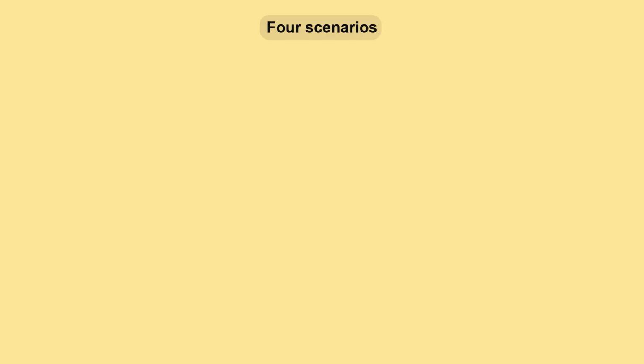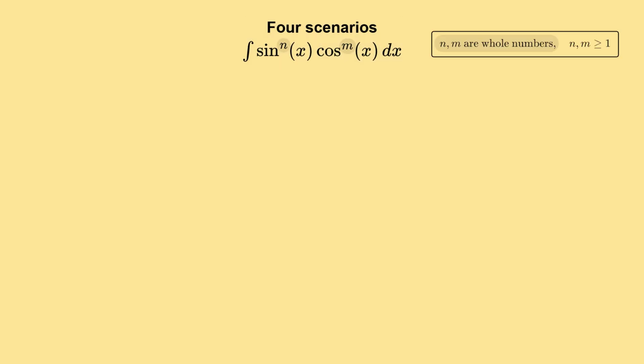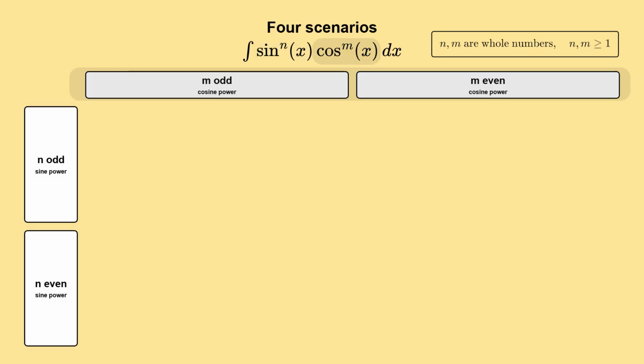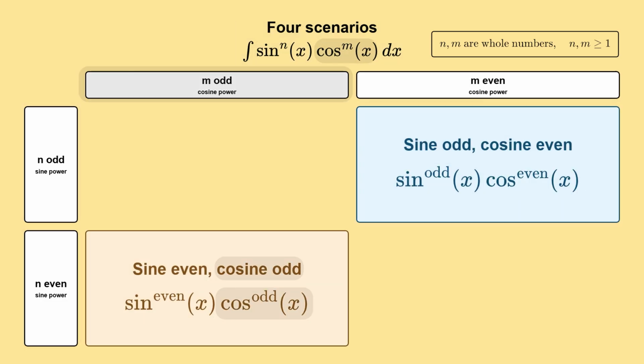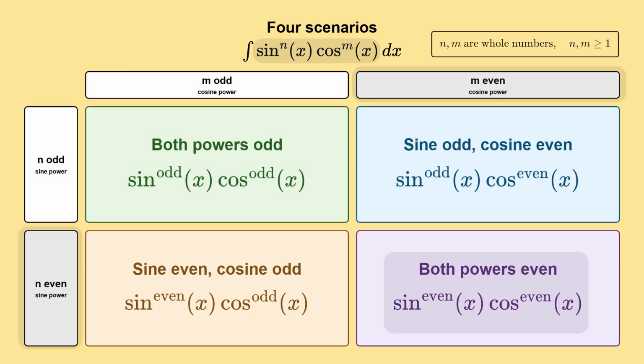Let's walk through the different scenarios of integrating sine to the n power of x times cosine to the m power of x dx. Here, n and m are whole numbers greater than or equal to 1. The strategy we use depends on whether the powers of sine and cosine are odd or even. There are 4 main cases we want to consider: sine odd and cosine even, sine even and cosine odd, both powers odd, both powers even. Let's look at each case.